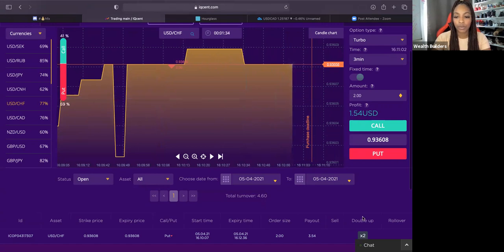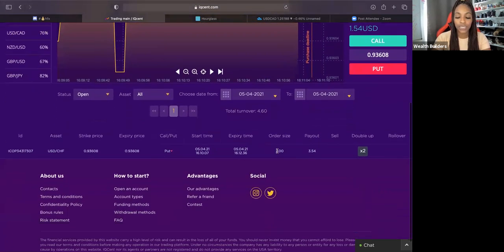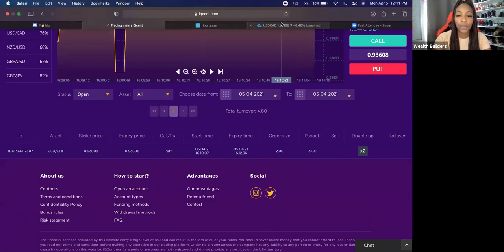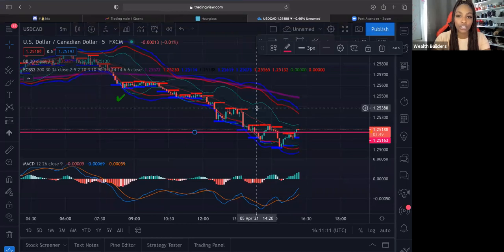Now let's go back and see how we're doing. We're about to break. We're breaking even right now. As you can see right here, we went for $2. The payout is $3.54. Pretty dope. But you guys, this is pretty much the Evan Cabral strategy. If we were going in for a buy, right?